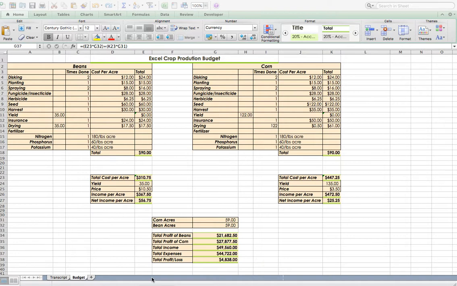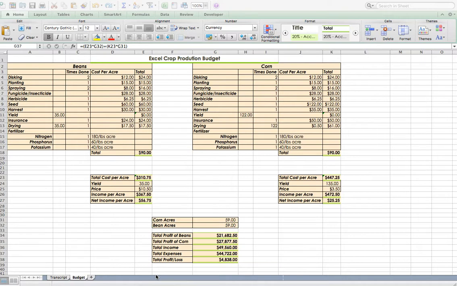With that known, we must calculate the income per acre, which is done by taking our lowest guaranteed yield and the price that we can get from the insurance. Multiplying these two will get us the gross income per acre. Then subtracting the cost per acre from the income per acre will give us our net income per acre, which we can see here is $56.75 for beans and $25.25 for corn.